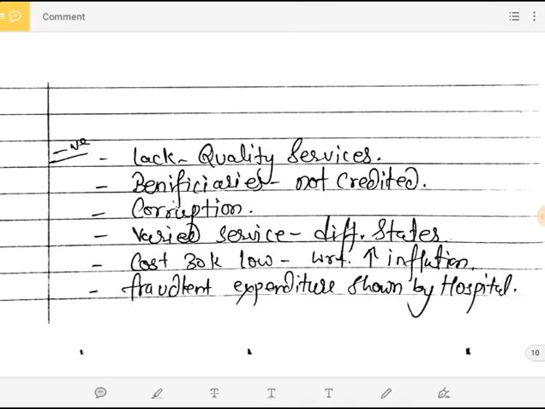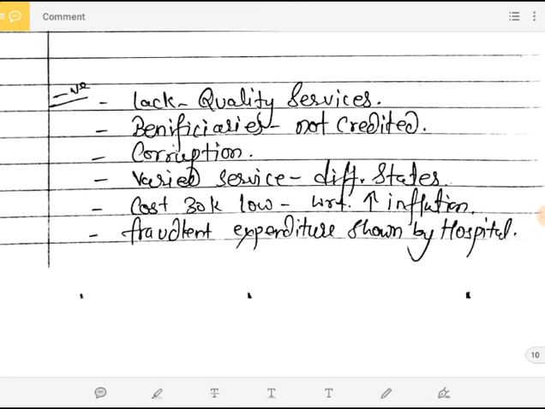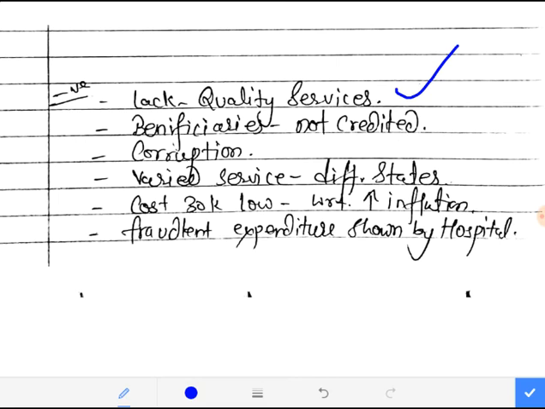Now, the loopholes, I mean the disadvantages of this scheme, is lack of quality services. All right, quality services couldn't be ensured. Beneficiaries are not getting credited. Corruption has been seen in this sector.